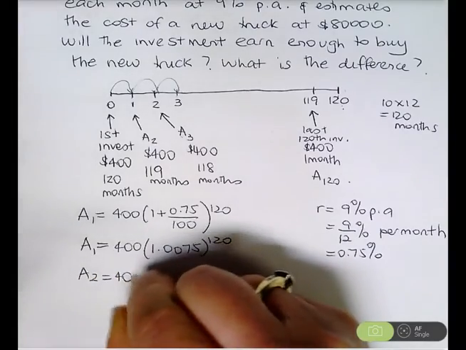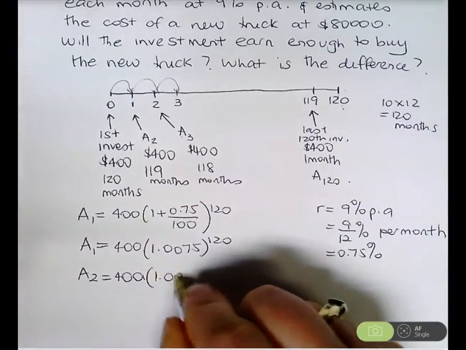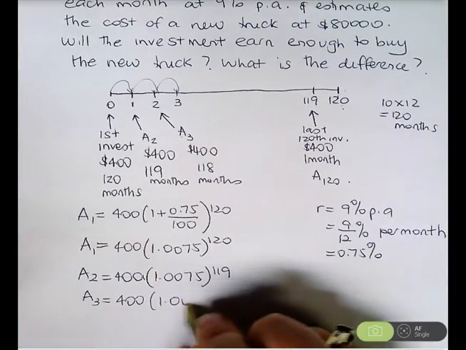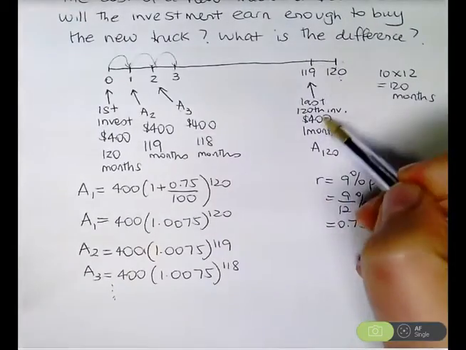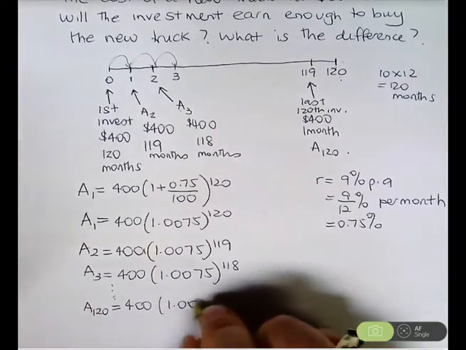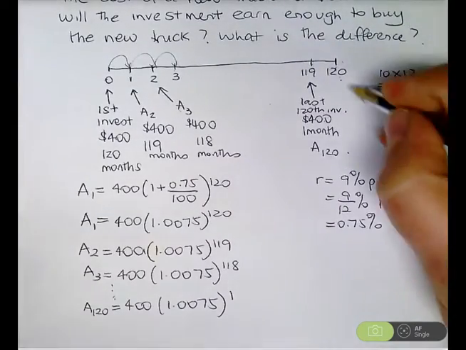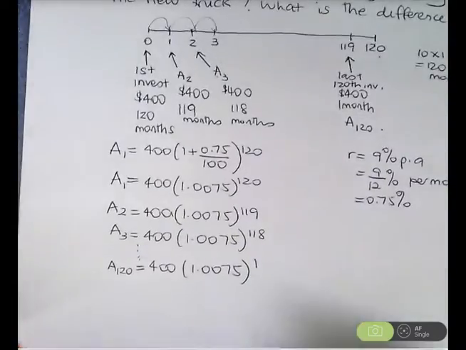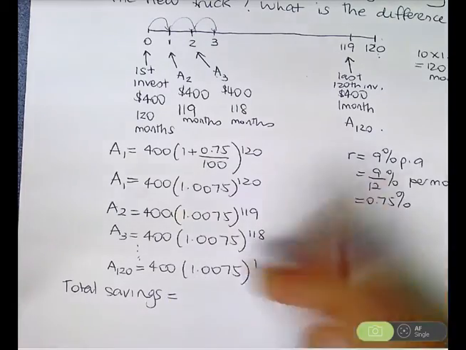A2, the second investment, will stay in for 119 months. A3, the third investment, stays in for 118 months, and so on. Now, this is my last investment, so my 120th investment stays in for 1 month. Remember, the investments are made at the beginning of each month, so there is no investment made here at the very end that just gets invested and doesn't earn any interest. So, therefore, the total savings will be the addition of all of these.